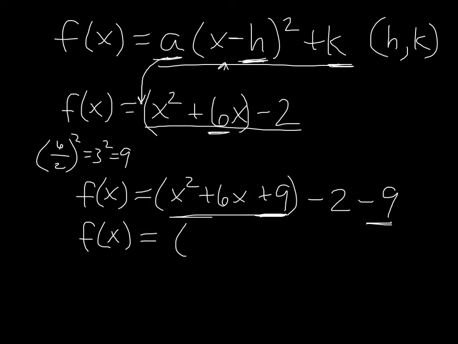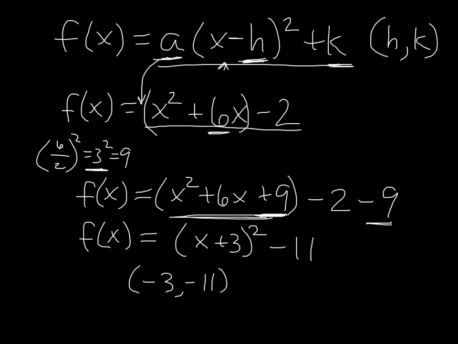So this whole trinomial is now factorable. Remember, we always keep this number in mind, so it becomes x, and then whatever that number is, it's a positive 3 squared minus 11. And that means our vertex is negative 3 comma negative 11. Remember, the x is always opposite, and that comes from our transformations.